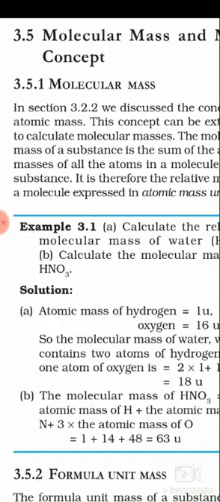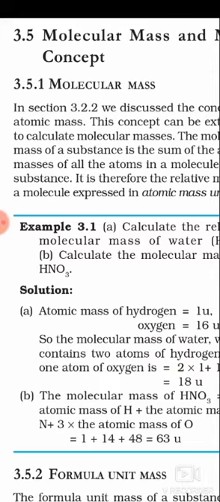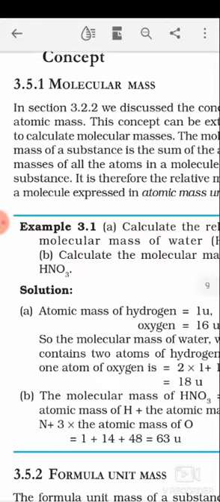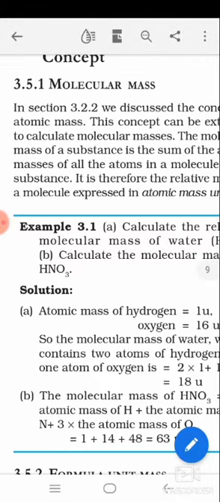So what is molecular mass? How can we find it? Water is a molecule, carbon dioxide is a molecule. A molecule means two or more atoms of different elements combining together. So how can we find the molecular mass? First we need to find the individual masses of each atom present in a molecule, then add them all together to find the molecular mass of that molecule.